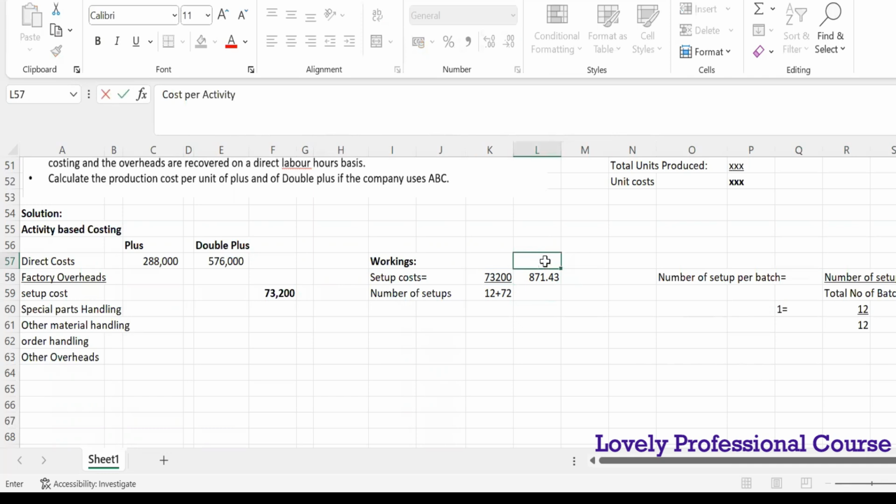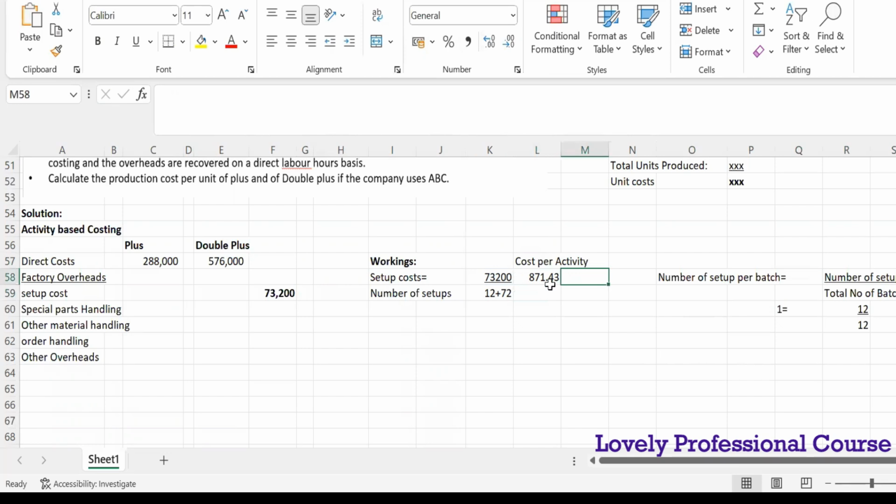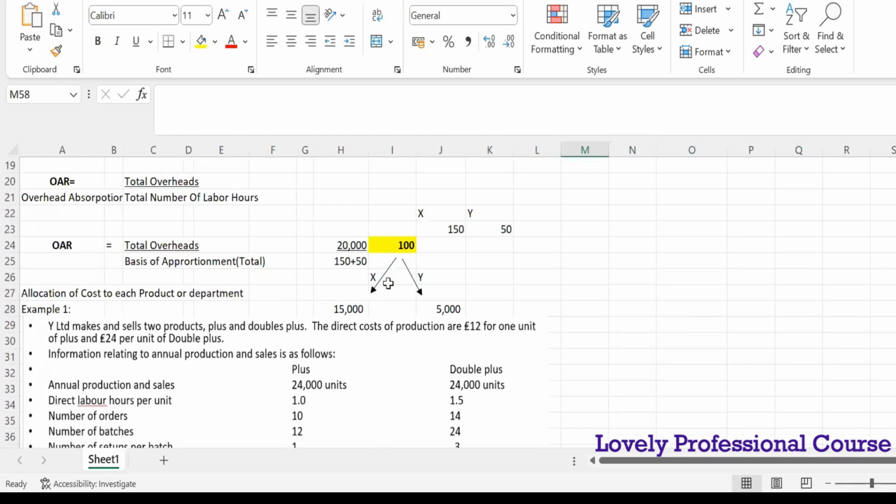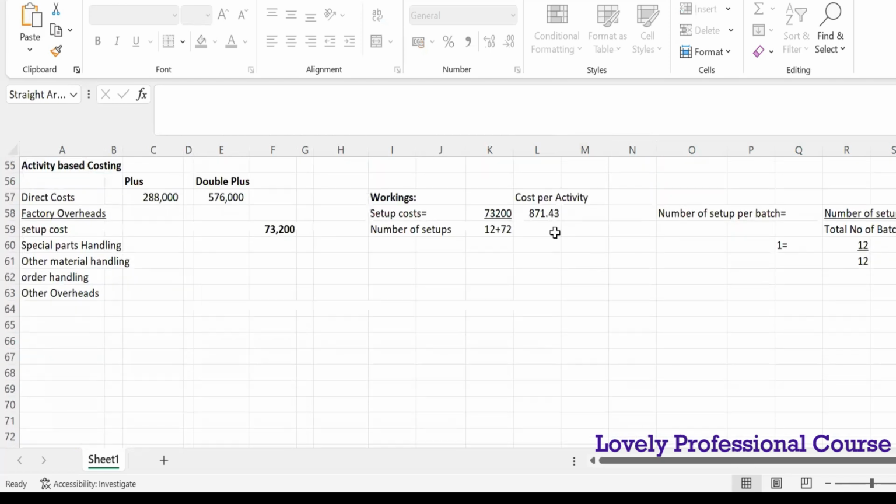So we call it cost driver at some time. So let me do allocation. I want to allocate it to plus and double plus. Let me do allocation that way, the way we have done it at first. How have we done it? We say that this should be here.